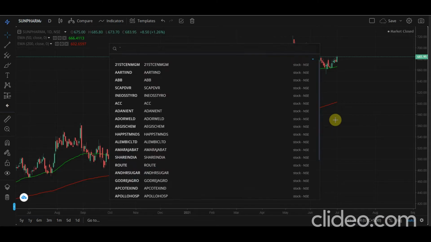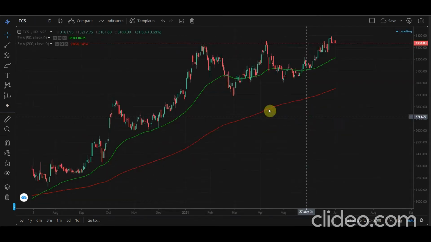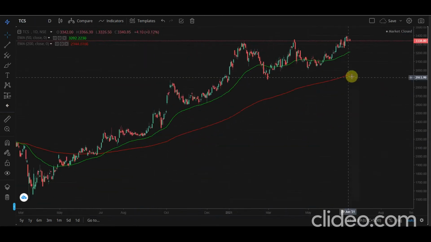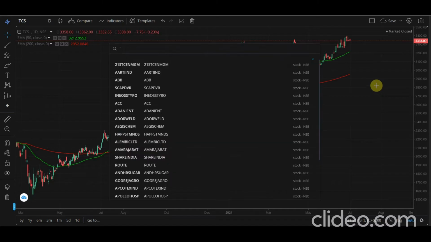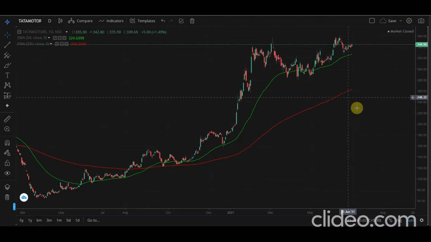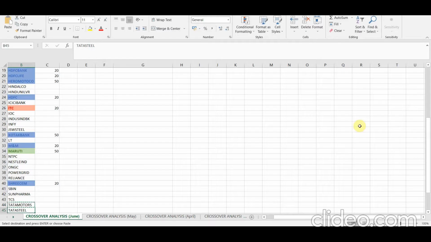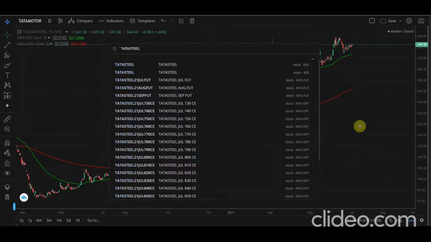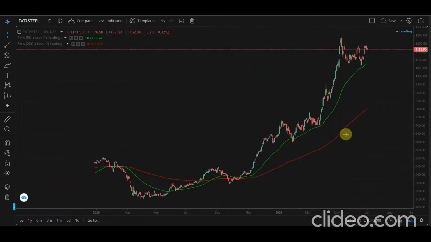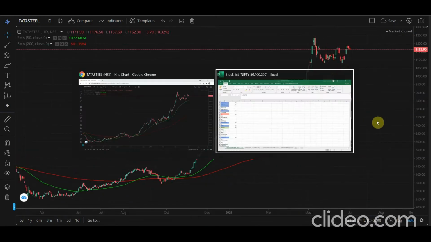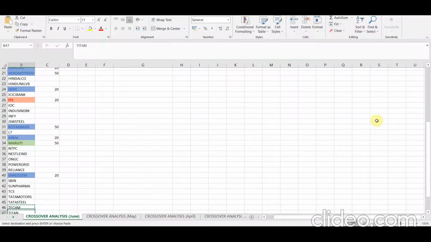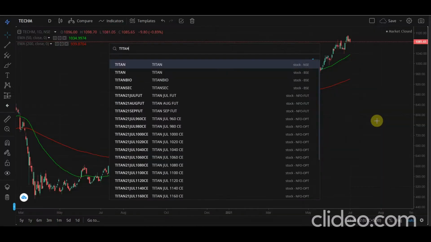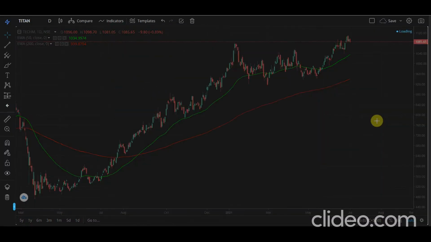Next is Tata Consultancy. Yeah, again, as expected, the gap is too wide. Next is Tata Motors. Again, the gap is very wide, so I'll skip it. Next is Tata Steel. Again, it's quite wide. Tech Mahindra, very wide. Titan will also have a very wide gap between the moving averages.